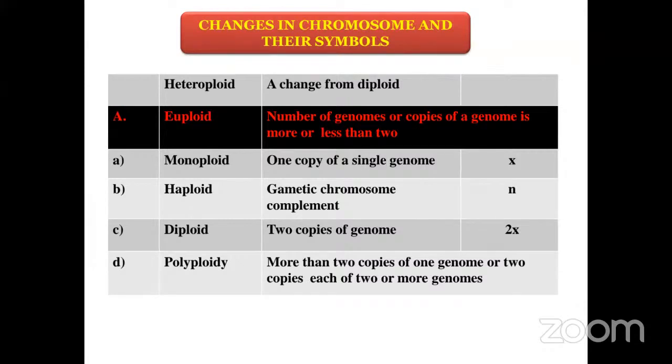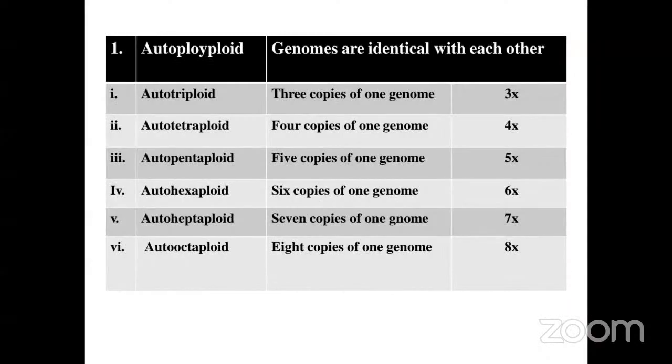Polyploidy means more than two copies of a genome, or two copies of each of two or more genomes. Autopolyploid means the genomes are identical with each other. So there are three copies of one genome: autotriploid. Autotetraploid means four copies of one genome, represented by 4x. Autopentaploid, five copies of one genome, 5x. Autohexaploid, six copies of one genome, 6x. Autoheptaploid, seven copies of one genome.